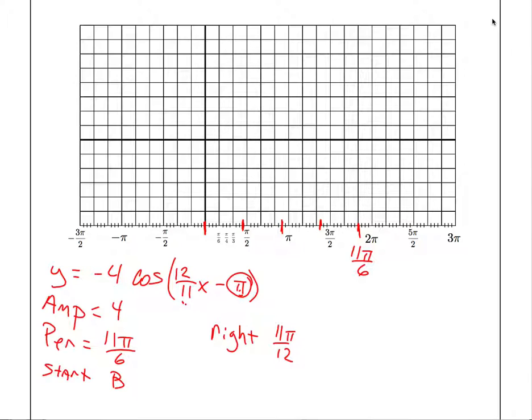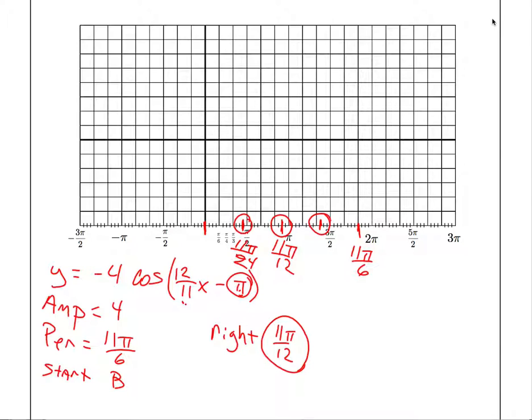Here's the deal. This number right here is always going to match with one of those spots. So 11 pi over 12 is going to be one of those spots. And here's how you find it. I always take this and divide it by 2. If you're going to divide a fraction by 2, all you have to do is multiply the denominator by 2. So if I multiply this denominator by 2, I get 11 pi over 12. So that spot right there is 11 pi over 12. If I divide that by 2, I get 11 pi over 24. So this spot right here is 11 pi over 24.